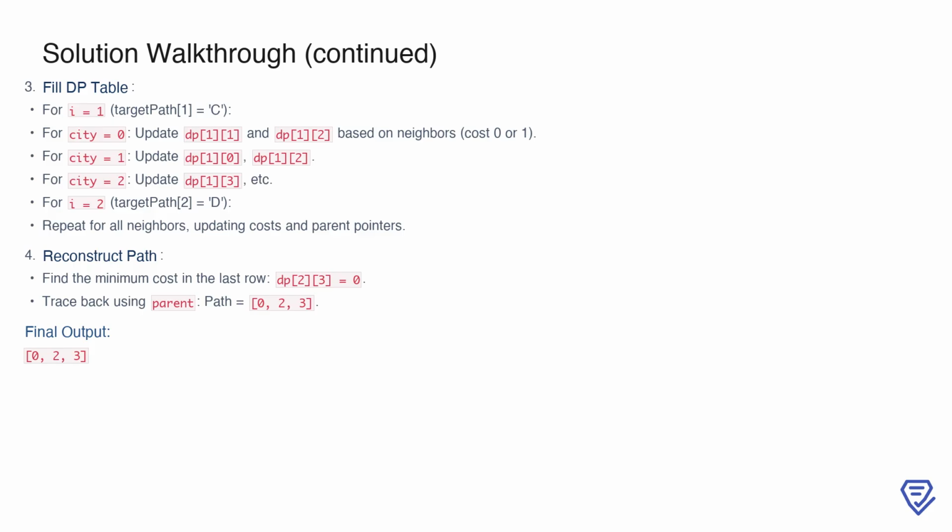Now, we populate the DP table. For each step in the target path, we calculate the minimum cost to reach each city by considering its neighbors. For instance, when matching C, we look at all cities that can transition from the previous step and update the costs based on whether their names match C or not. This process is repeated for the next step, D, ensuring we track the lowest cost and record the parent city for backtracking. After filling the table, we identify the minimum cost in the last row, which corresponds to the end of the target path. Using the parent table, we then trace back to reconstruct the most similar path, which in this case is 0, 2, 3.